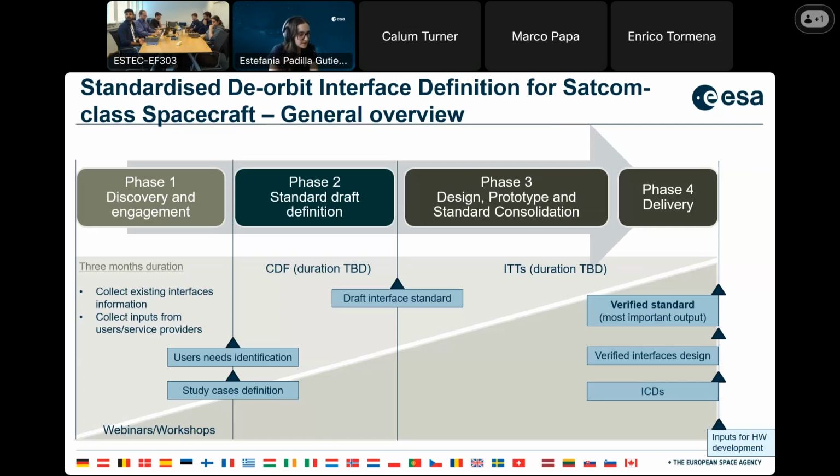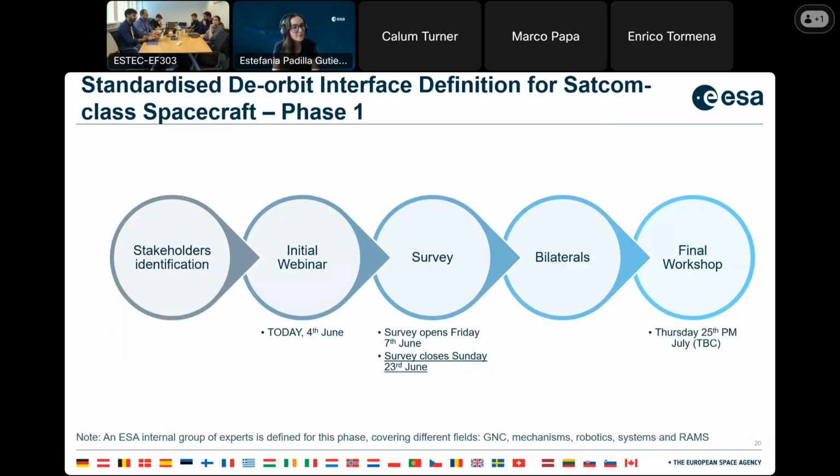So this is the general overview of the activity, but I want to highlight that now we are just talking about phase 1, and we are just starting phase 1. So the outcome of this phase is not the standard. It is just to identify the user's needs and to define different study cases for the next phases. So how do we plan to do this?